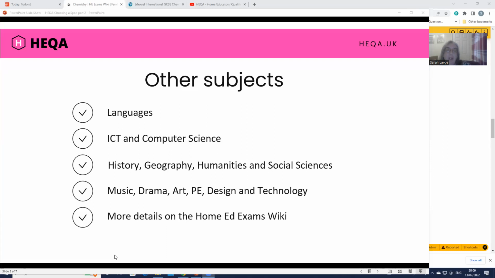So history is exam based. So you have a lot of options for history. You can do the 2 IGCSEs, so either Cambridge or Edexcel IGCSE. You can do Edexcel GCSE. You can do AQA GCSE. You can do EDUQAS GCSE. There are 2 OCR papers.